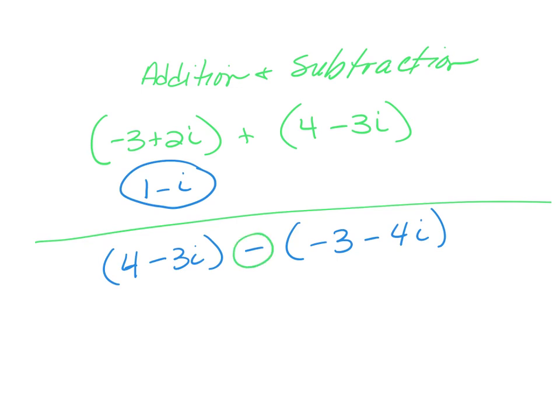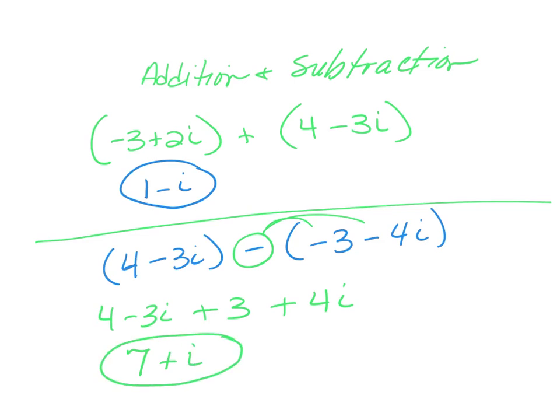The bottom is a little bit harder, but it's still easy. This minus sign belongs to everybody inside that second parenthesis. So before we combine anything, change the sign of what's inside the second parenthesis, and then combine. What's 4 plus 3? 7. And -3i plus 4i? i. And that's the answer to that.